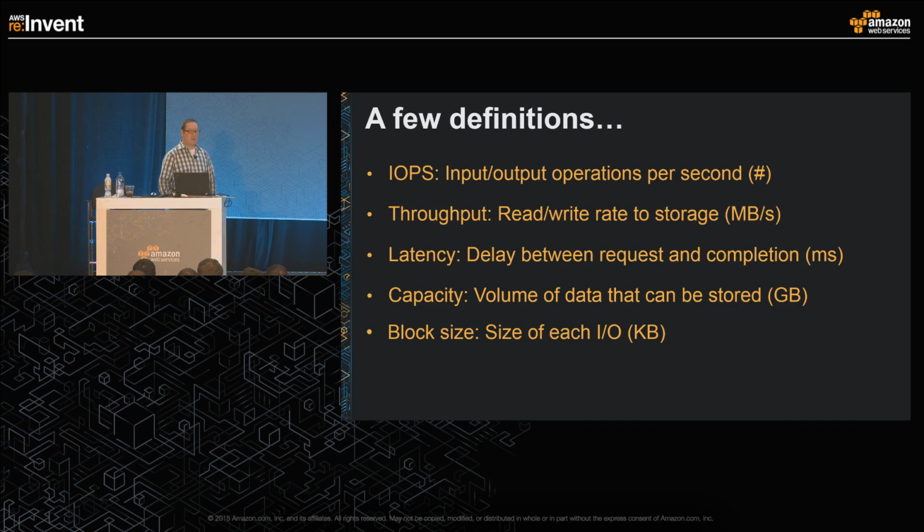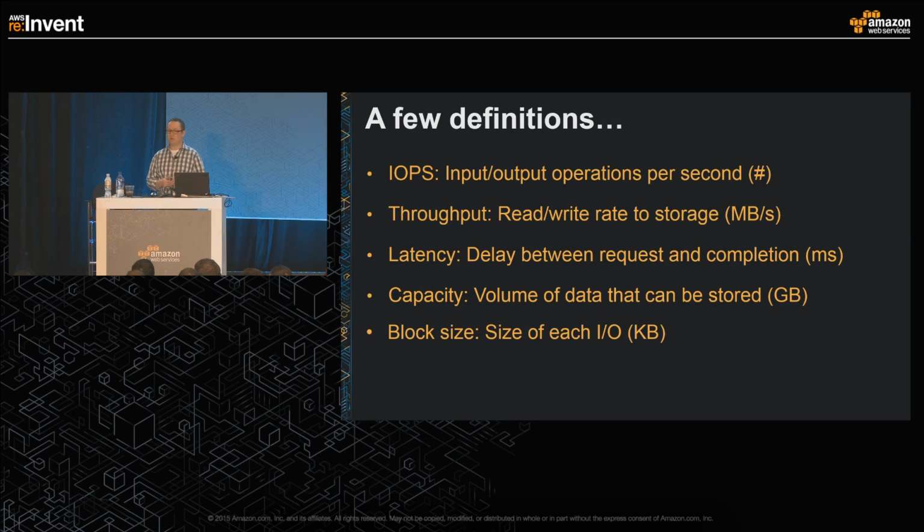Throughput, the read and write rate to storage. And this is something that's typically discussed when we talk about what a volume is capable of providing. So for example, 320 megabytes a second for a provisioned IOPS volume, or what the instance is capable of achieving. Instances have different capabilities. Latency, the amount of time it takes for a request to be completed. And this is important to understand.